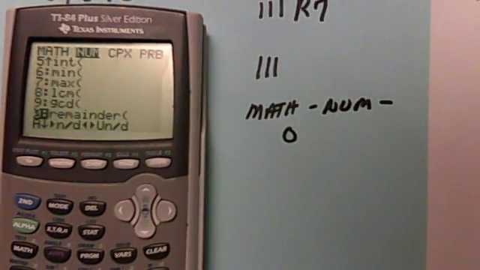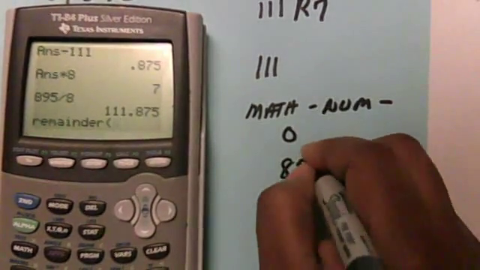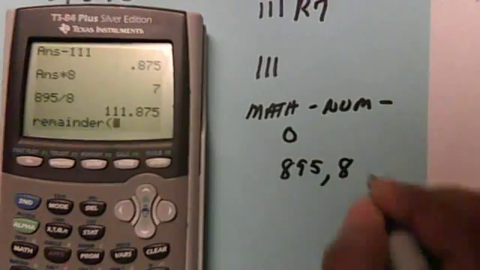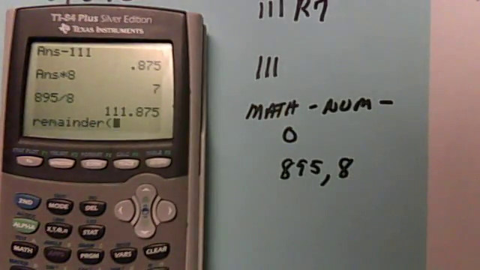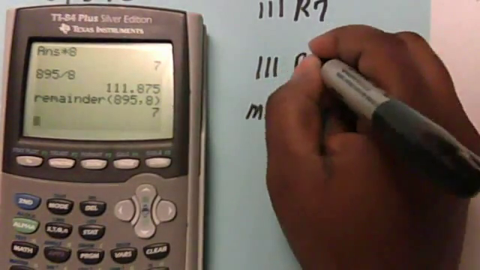Once you do that, you're going to put in your 2 numbers, but you're going to use a comma between the 2 numbers instead of a division bar. So it would be 895, comma 8 that you're going to put in after you hit enter. So you see I have the remainder. I'm going to put 895, comma 8, and then it's going to give me my remainder of 7, like we had before.